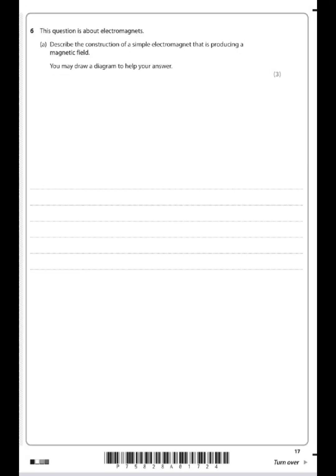Question about electromagnets. Describe the construction of a simple electromagnet that is producing a magnetic field. You may draw a diagram to help you with your answer. So the diagram here will achieve absolutely everything, because an electromagnet is simply a coil of wire, otherwise known as a solenoid. So if we draw a coil of wire, there we go.